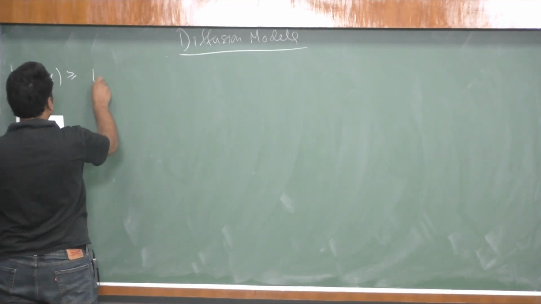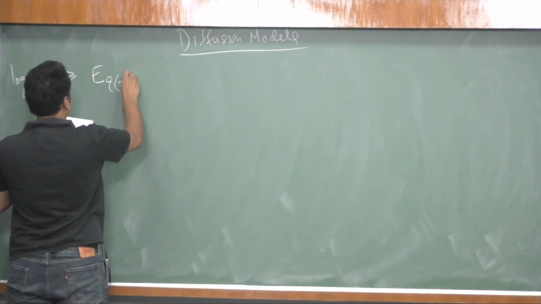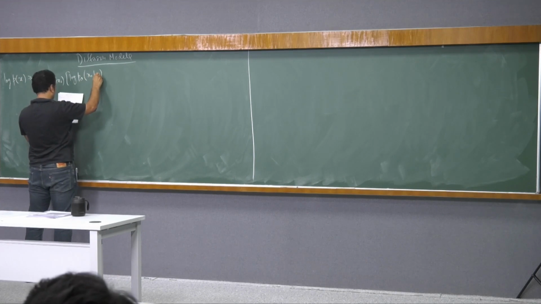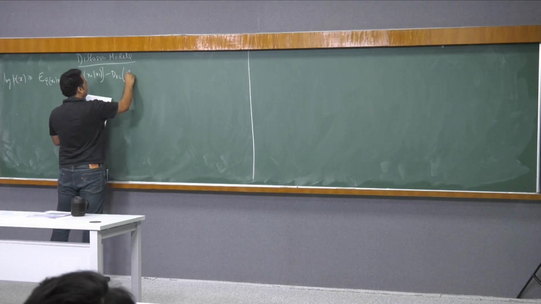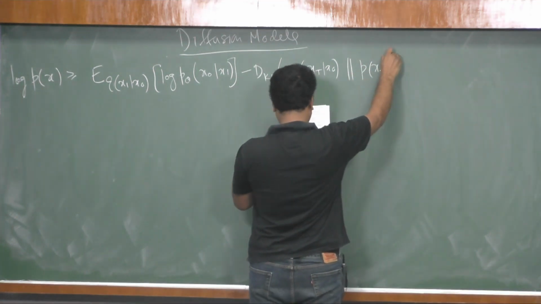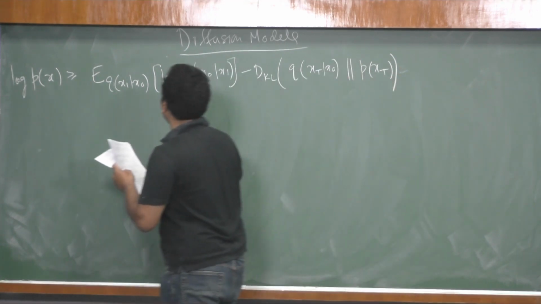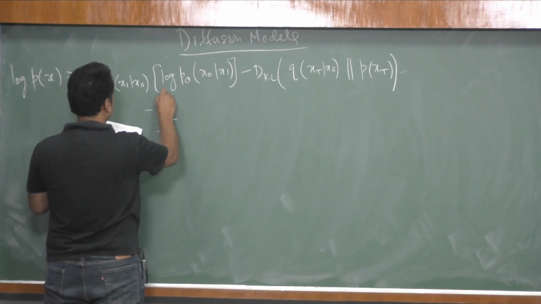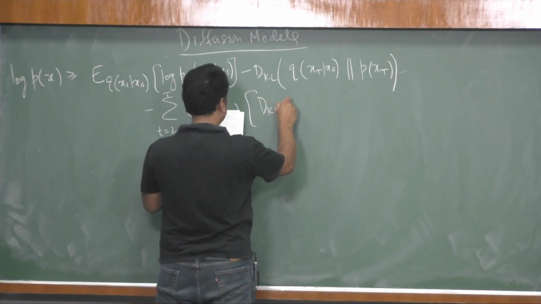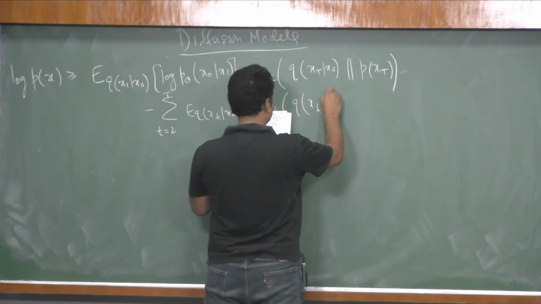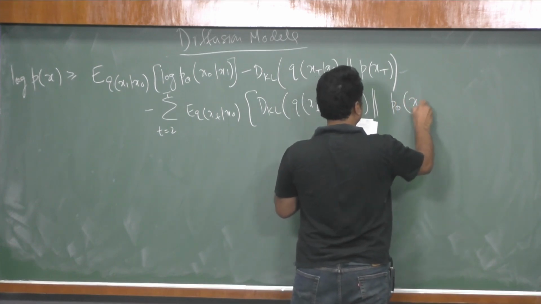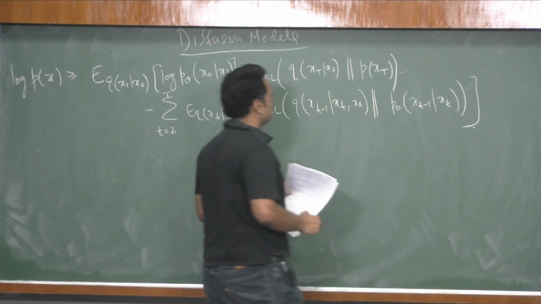and what we got is this: the expectation over q(x1|x0) of log p_theta(x0|x1), minus the KL of q(xT|x0) and p(xT), and then minus the sum over t equal to 2 to T of the KL of q(x_{t-1}|x_t, x0) compared with p_theta(x_{t-1}|x_t). So we derived this in the last class.